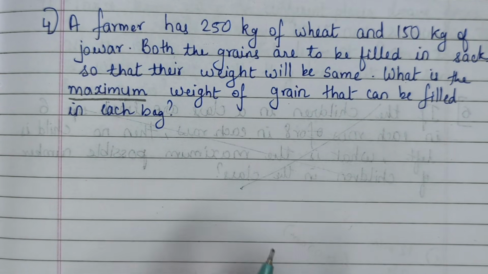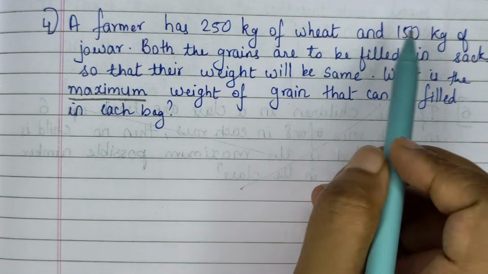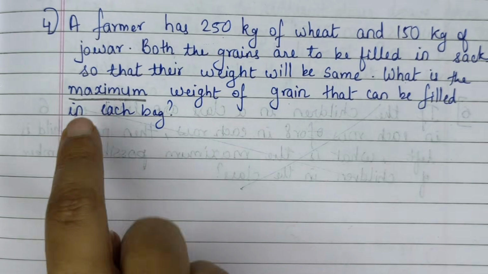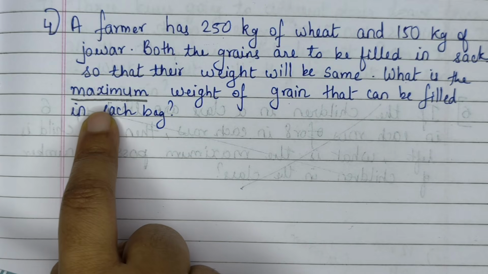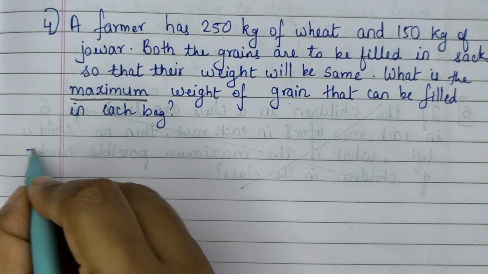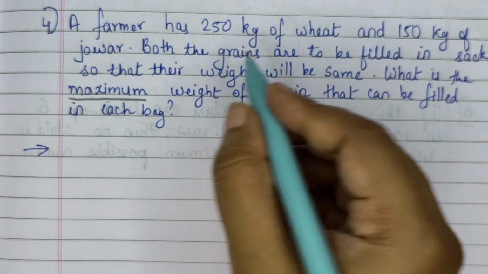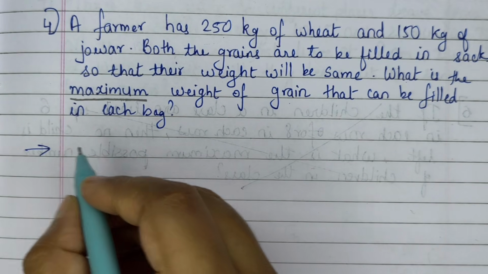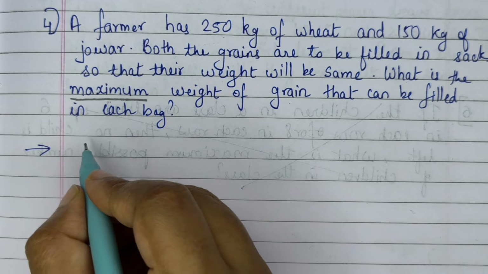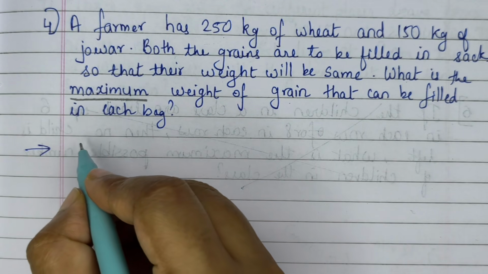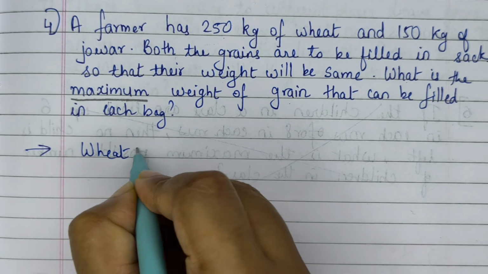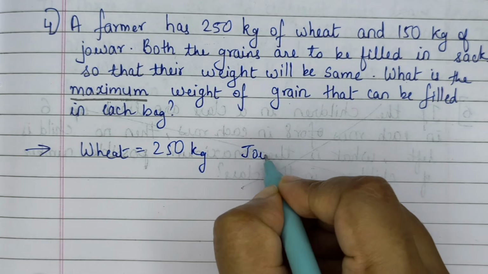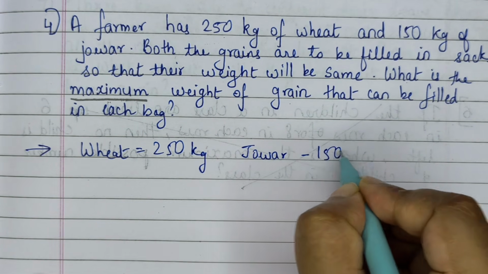So first what we will do is we will find the LCM of these two numbers. Sorry, not LCM. The GCD of these two numbers. Since it is maximum, we will find out the GCD. So just write down these two numbers, 250 and 150. You can also write what is given. Wheat is 250 kgs and jawar is 150 kgs.